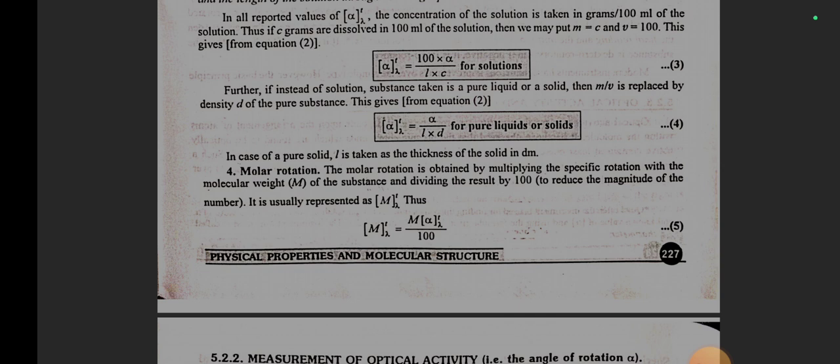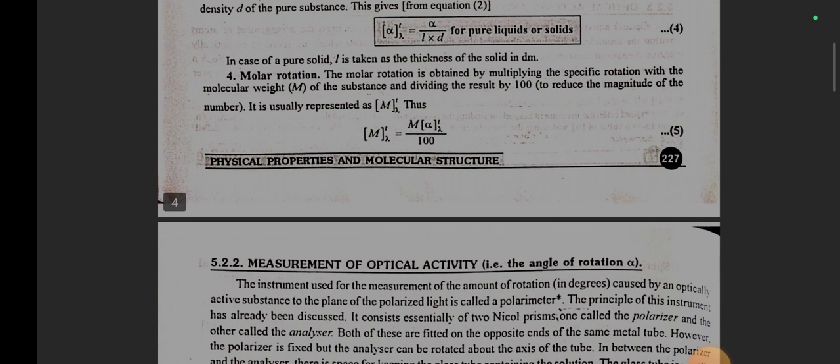Number 4. Molar rotation. The molar rotation is obtained by multiplying the specific rotation with the molecular weight M of the substance and dividing the result by 100 to reduce the magnitude of the number. It is usually represented as [M]_λ^T. Thus, [M]_λ^T = (M × [α]_λ^T) / 100.